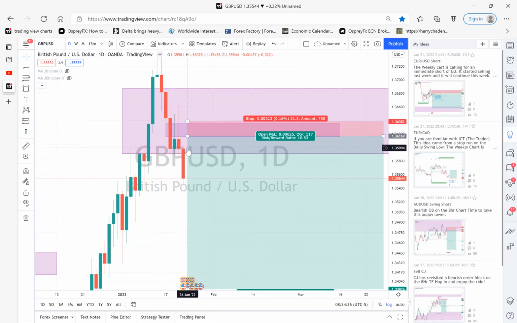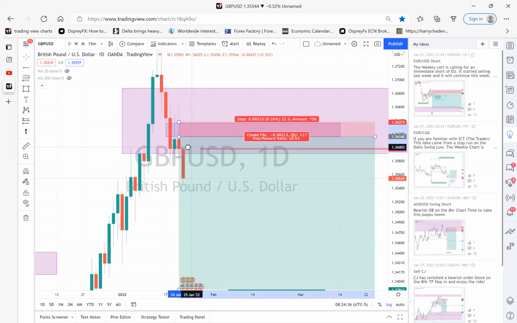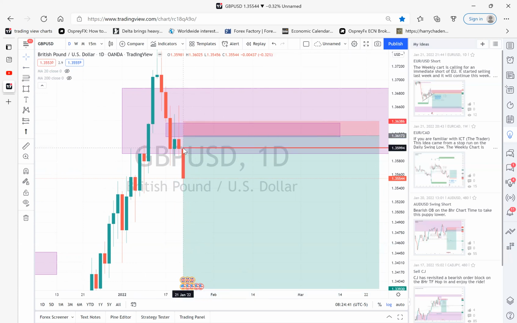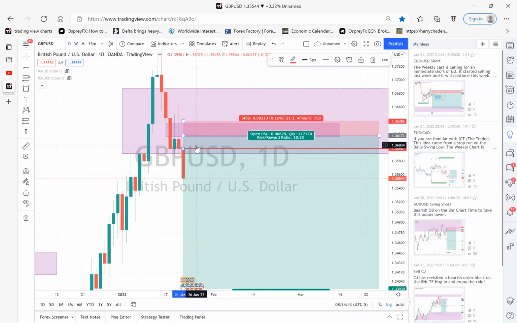So maybe price just pushes into this area. So maybe I need to adjust my trade if I start seeing rejections in this area. Just something to be cognizant of as a trader.